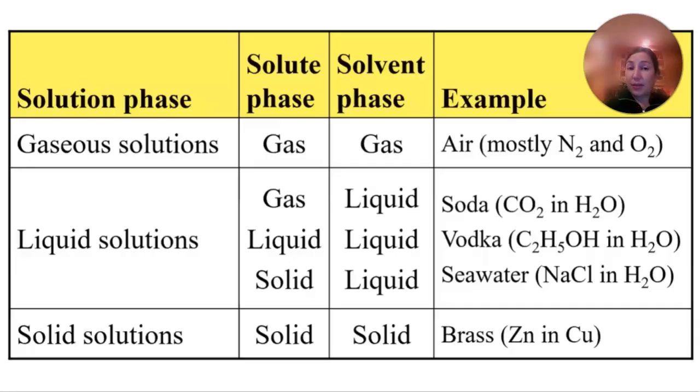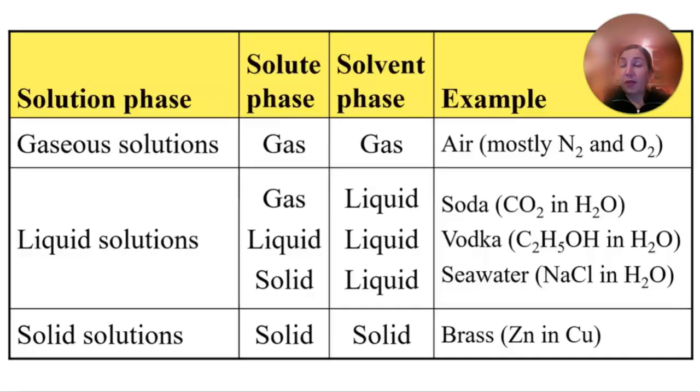You can have liquid solutions where liquid is the solvent. Think like water, for example. But you can have gas bubbles dissolved in liquid, like in soda. There's carbon dioxide dissolved in water, in pop or soda. And then you could have a liquid-liquid solution. The example here, we've got vodka or ethanol in water. So alcohols are infinitely miscible in water, and ethanol is that beverage alcohol that's found in beer, wine, or liquor, or vodka for here.